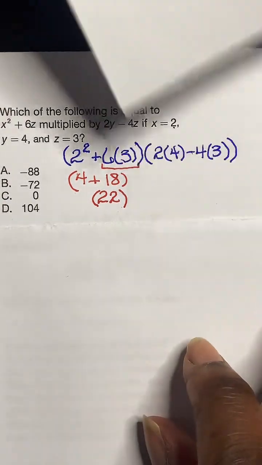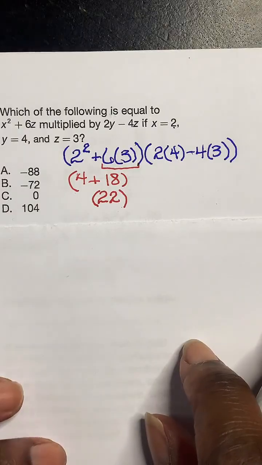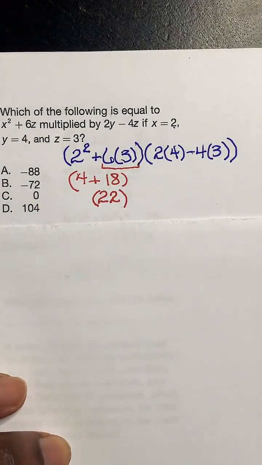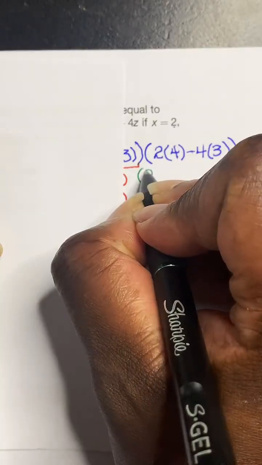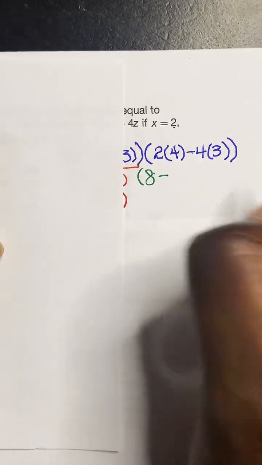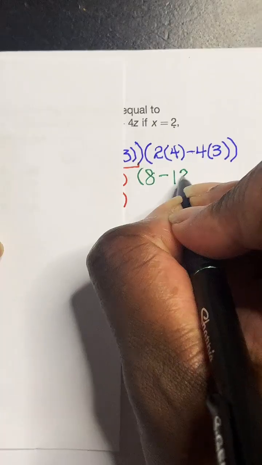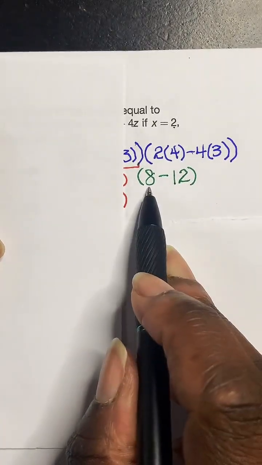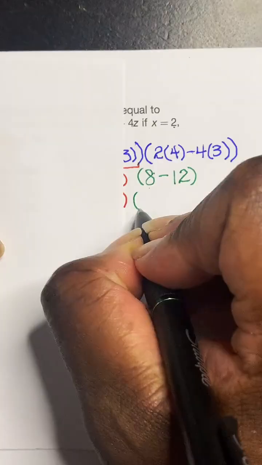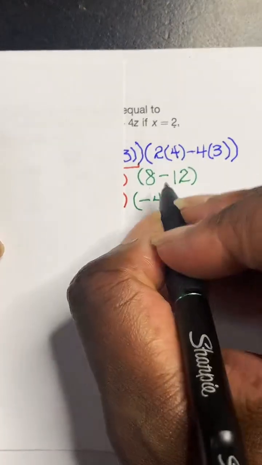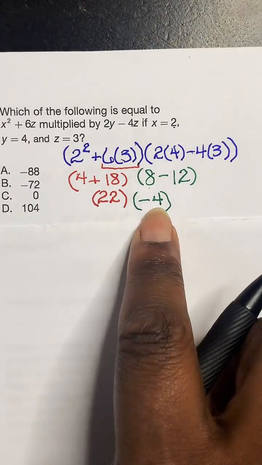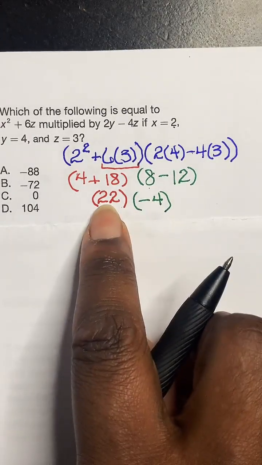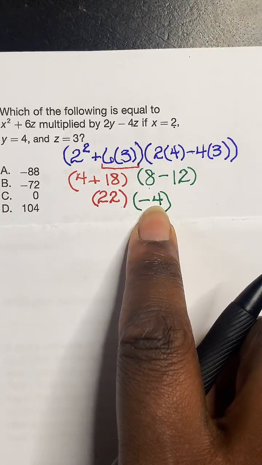So now we're going to worry about multiplying the other side. So if we do our multiplication on the other side, we have 2 times 4, which gives us our 8, minus our 4 times 3, which gives us our 12. So now we have 8 minus 12, well, that gives us our negative 4. So now, looking at our 22 times a negative 4, a positive times a negative will give us a negative.